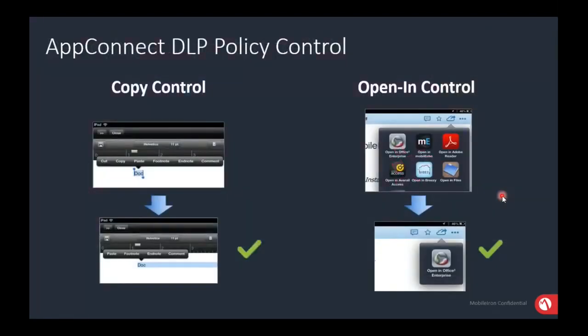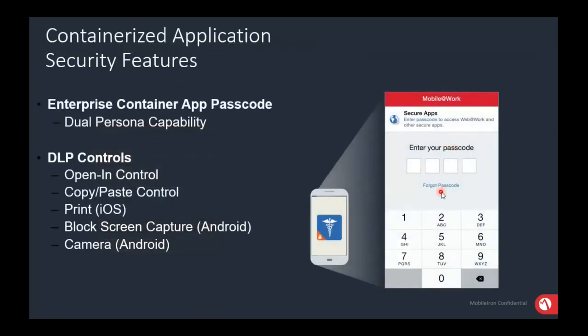So a normal application with AppConnect enabled will have these features. You can have control on copy paste, you can have control on open in, and you can also have a secure passcode for opening that particular application. And you can block screen capture in case of Android, and printing in case of iOS. So these features you will get only if the app is AppConnect enabled.